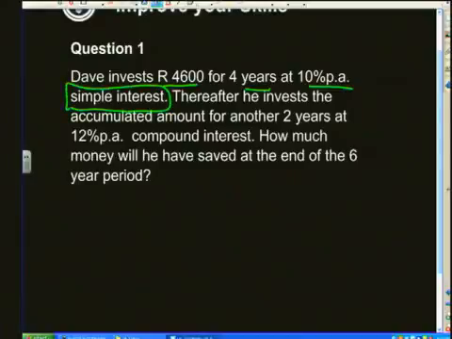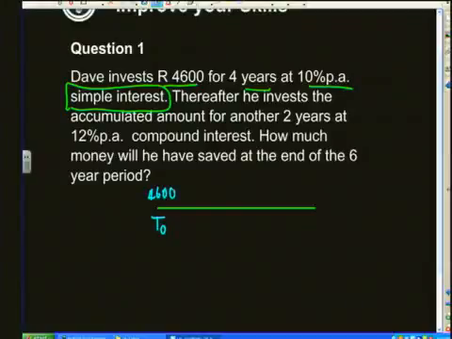This is simple interest. So as I said, we don't really need a timeline, but let's use one. All right, so he invested for 4 years. So starting off now, he's putting that money into a bank or wherever he's putting it. He's doing that investment now. So that's time 0. How much is he putting away? He's putting away 4,600 Rand.